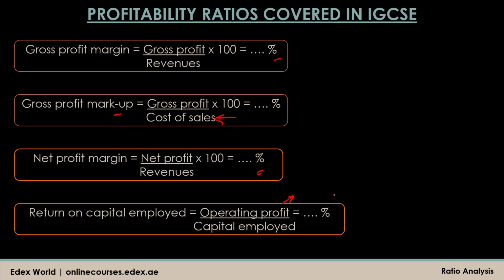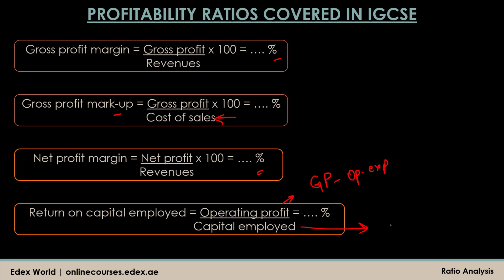What do you mean by operating profit? So operating profit means the gross profit. The gross profit means what? Sales minus the cost of sales. So profit purely by selling. So out of the gross profit, if I subtract the operating expenses, we will get the operating profit. And that we divide by capital employed.